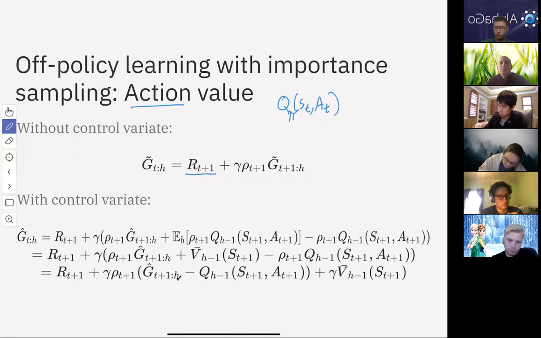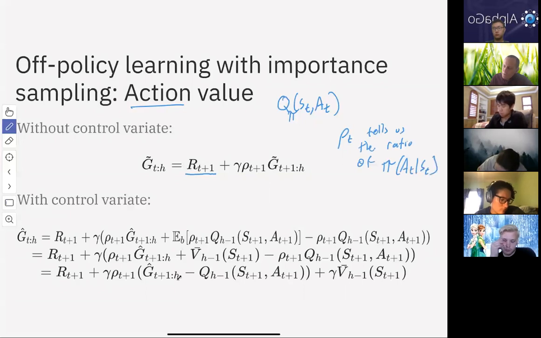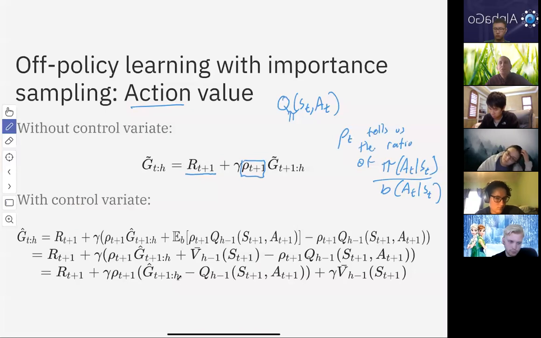We don't use rho sub t. We don't care about rho sub t, because rho sub t tells us the ratio, basically, of pi of at given st over b of at given st. And we don't care what pi of at given st is. Could be 0, could be 1, we don't care, because that doesn't affect our evaluation of what the reward is. We do care about the reward for any future actions. And that's where we got the rho sub t minus 1 there.